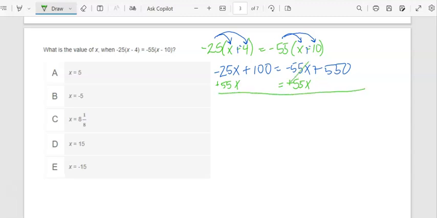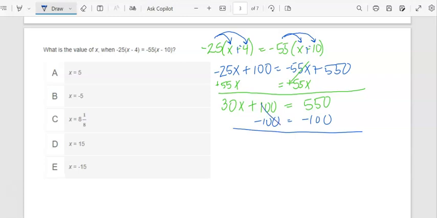It cancels out on the right side. And then you have negative 25 plus 55. Put it into your calculator, or remember your integer rules, it's going to be 30x plus 100 is equal to 550. All right, then we're going to subtract 100 from both sides. This cancels, and then I have 30x. 550 minus 100 is going to be 450.